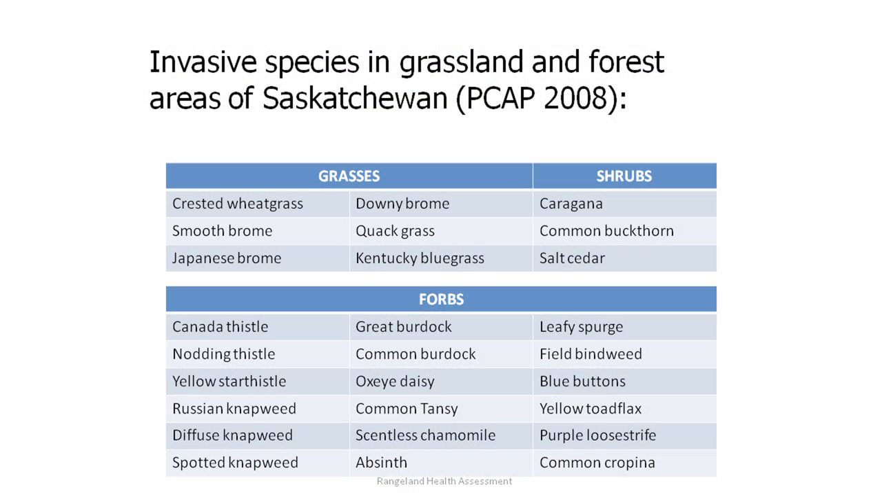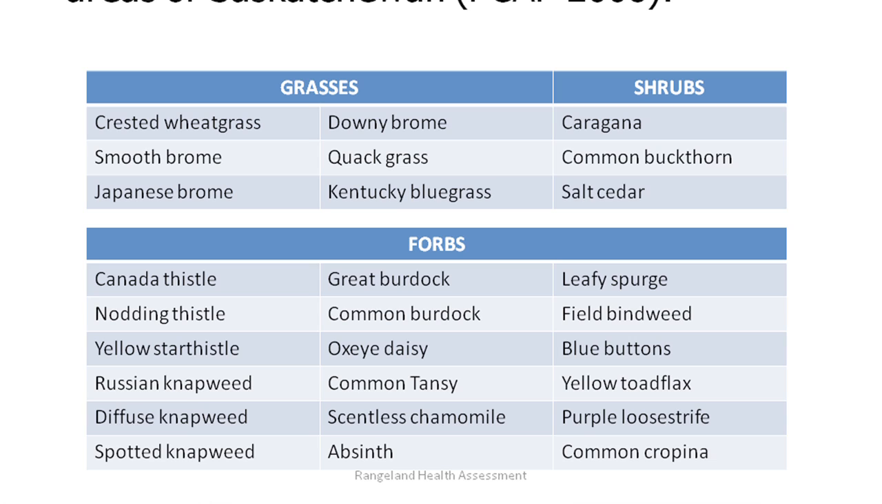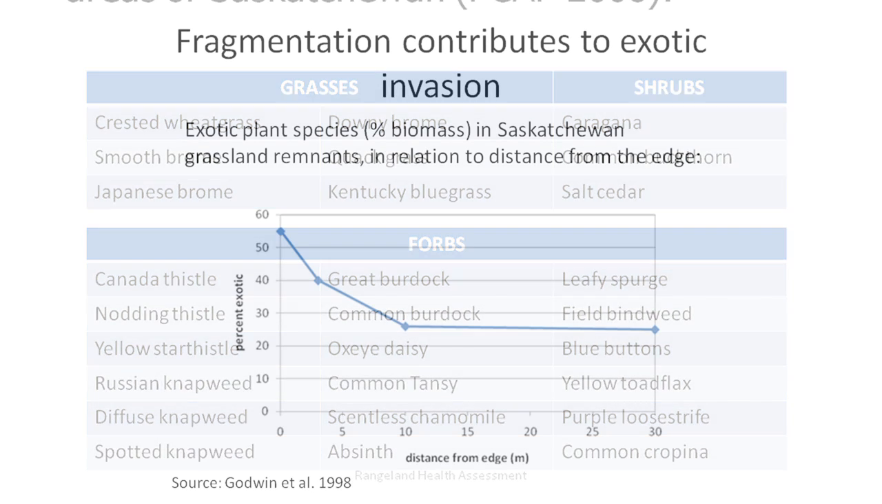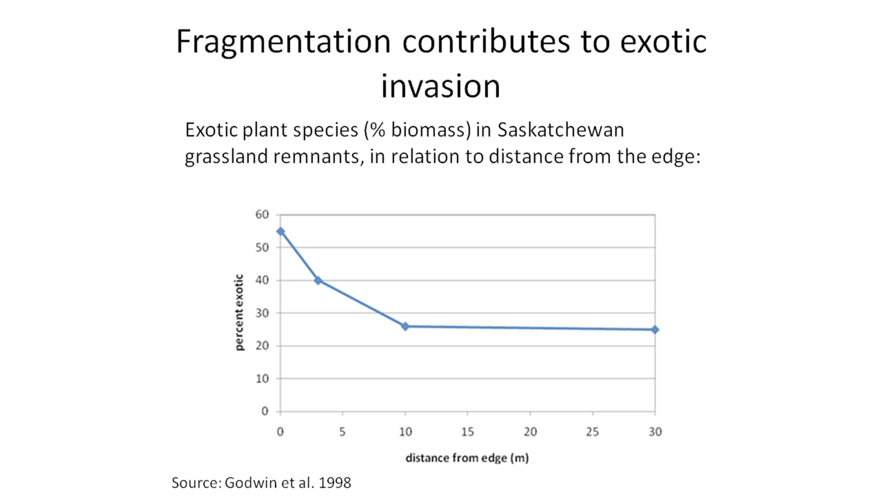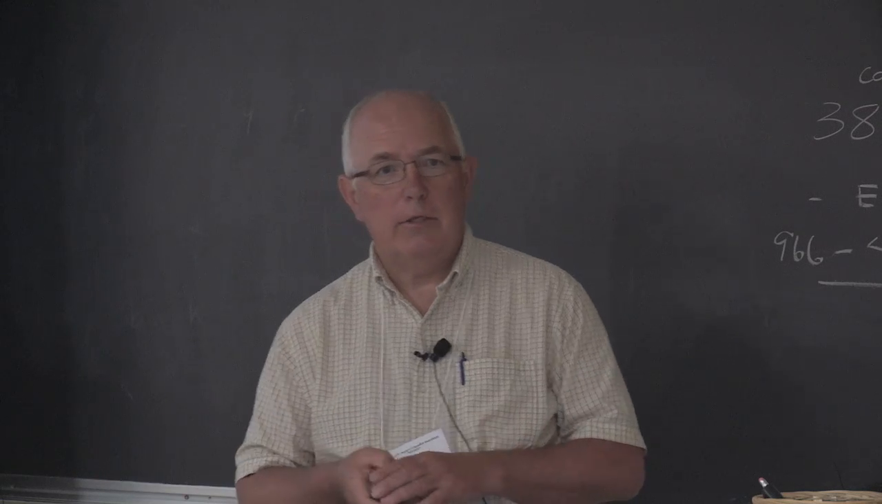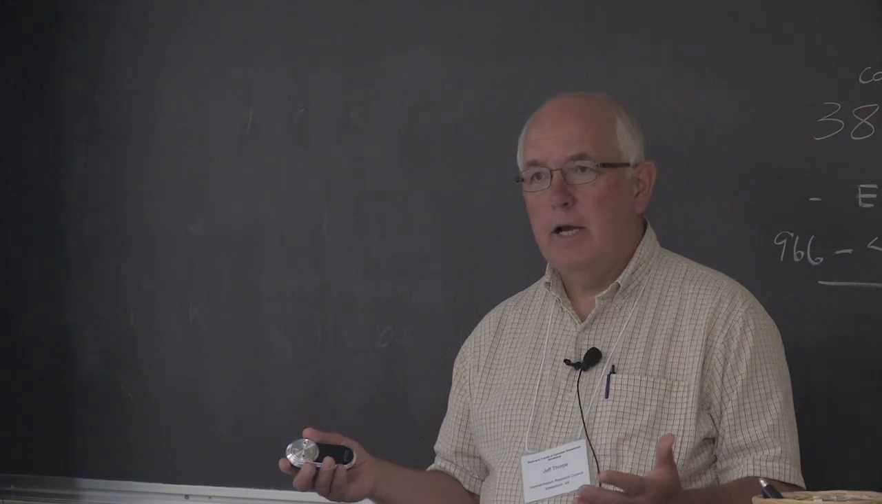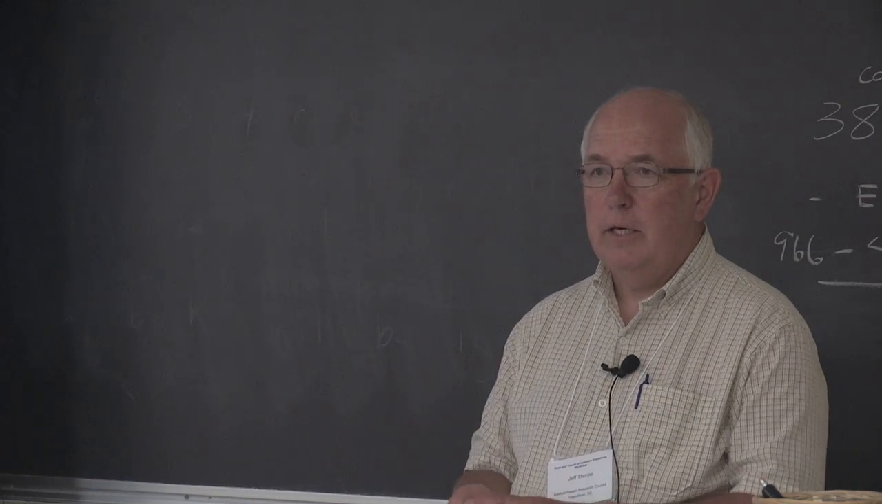Here's a list of invasive species that was put together by the Prairie Conservation Action Plan in Saskatchewan. And so we've got some grasses like smooth brome and crested wheatgrass and quackgrass, Kentucky bluegrass, a few shrubs, and then a number of forbs that are considered invasive as well. Well, we don't have invasion everywhere. It's kind of uneven, and one of the main reasons is that the fragmentation that I talked about is one of the factors that contributes to exotic invasion.